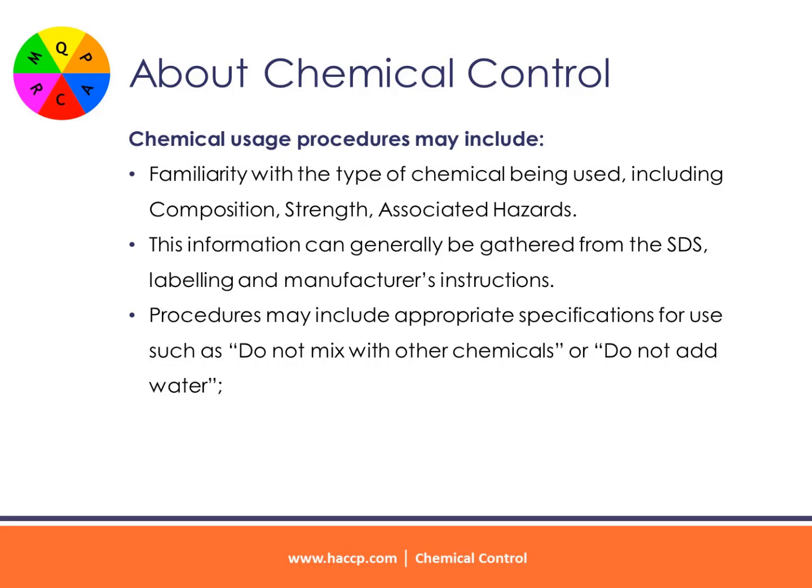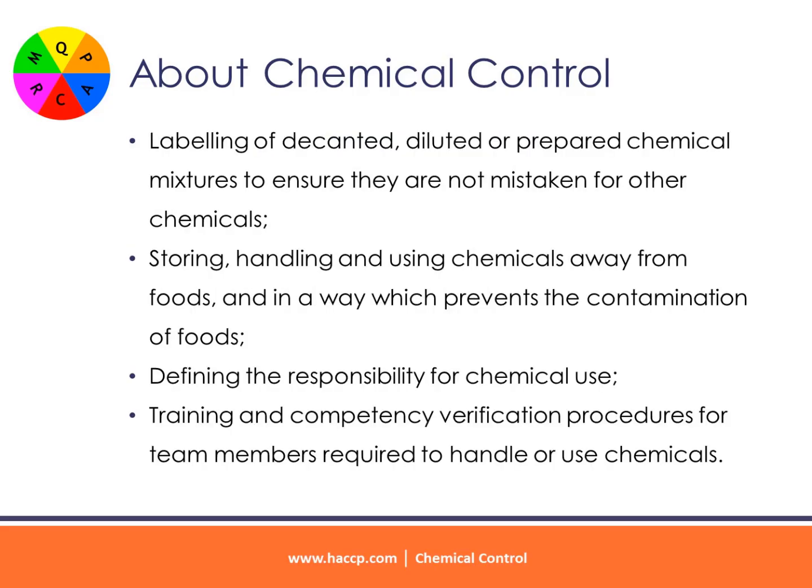Procedures may include appropriate specifications for use such as do not mix with other chemicals or do not add water. Labeling of decanted, diluted or prepared chemical mixtures to ensure they are not mistaken for other chemicals. Storing, handling and using chemicals away from foods, and in a way which prevents the contamination of foods. Defining the responsibility for chemical use. Training and competency verification procedures for team members required to handle or use chemicals.